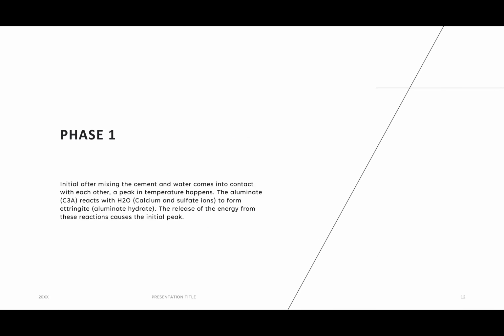So moving on to the phases. This is the pre-induction period. After mixing, the cement and water come into contact with each other, and a peak in temperature happens. The aluminate reacts with the water to form ettringite, which is the aluminate hydrate. The release of energy from these reactions causes the initial peak.